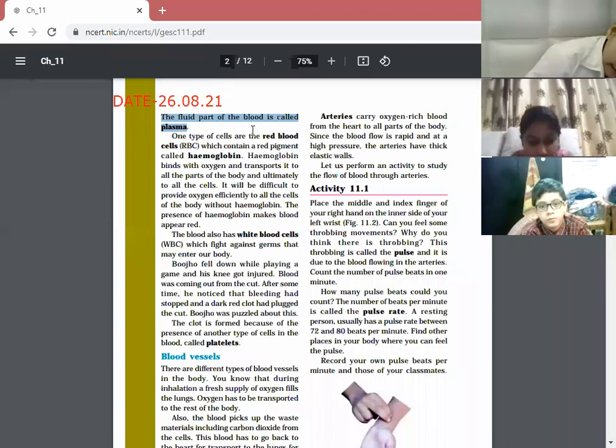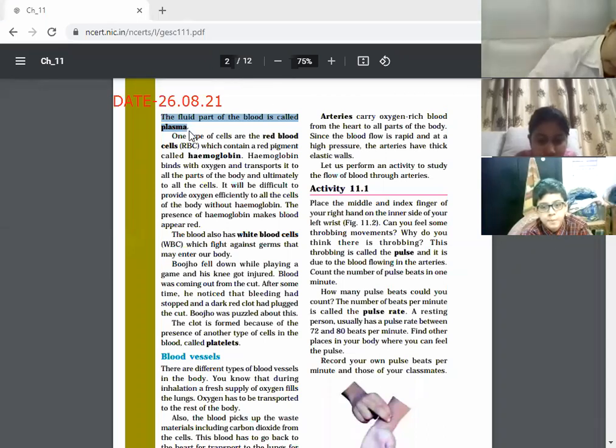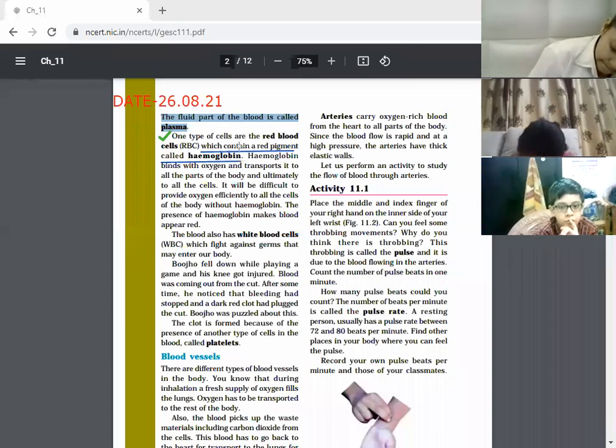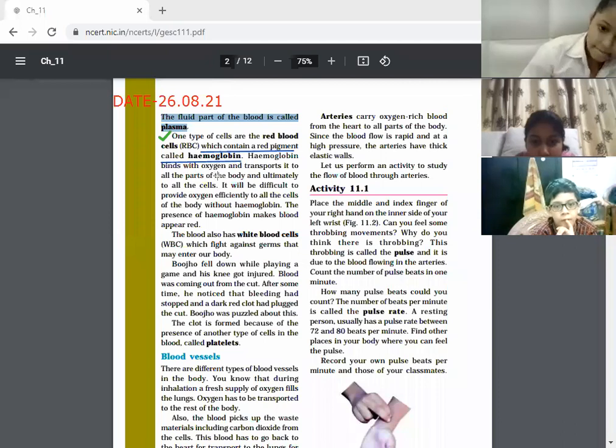This is an RBC, meaning red blood cell. Red blood cells contain a red colored pigment which is known as hemoglobin, and due to it the color of blood is red. What function does hemoglobin do? Hemoglobin mixes with oxygen and transports it to all parts of the body. Kindly underline this also.